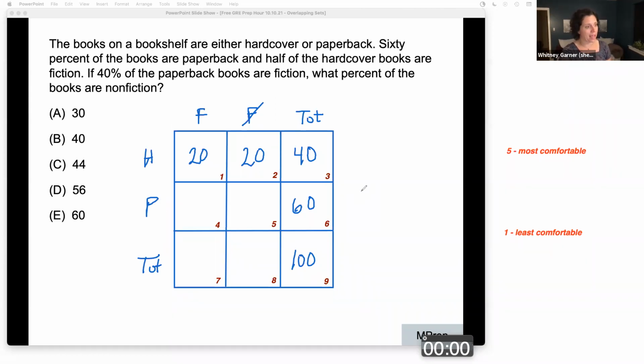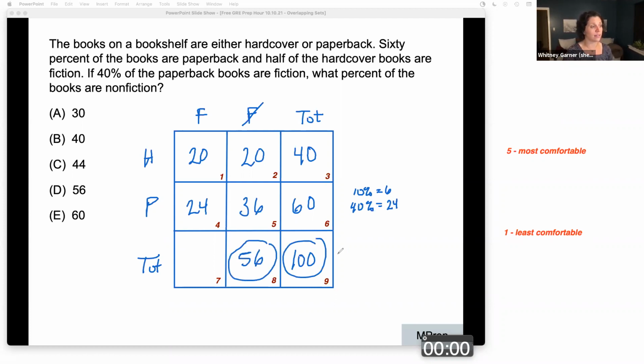40% of the paperback, so 10% is 6, 40% is 6 times 4. So 24 are fiction and paperback. And so what percent of all the books are nonfiction? So this, right, I need this middle number here. This will be 24 plus 36. And so sum these up. 56 out of 100 is 56%.